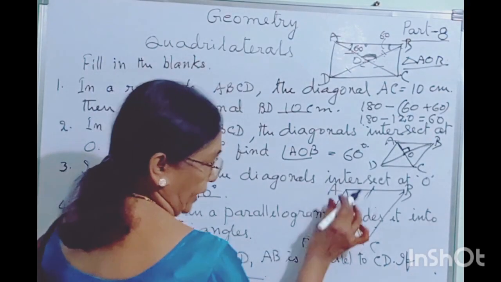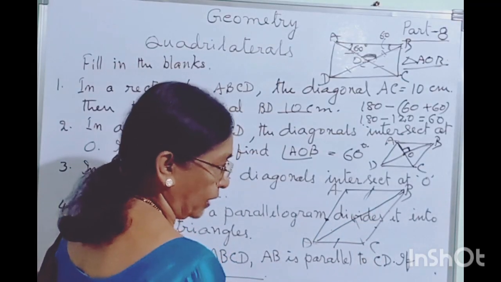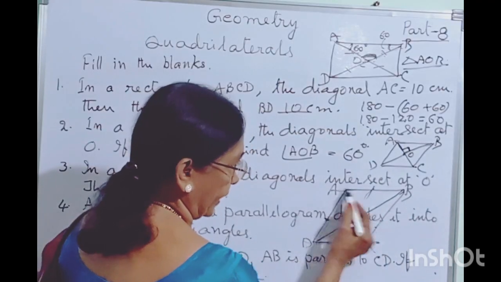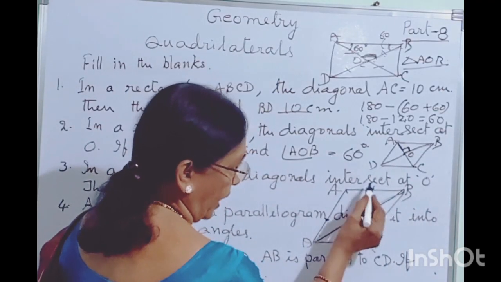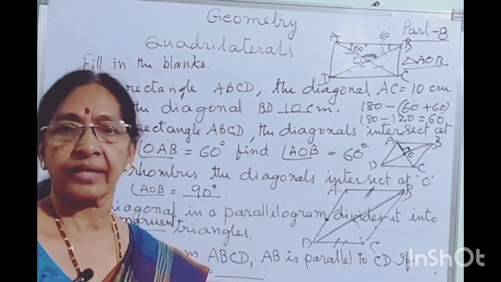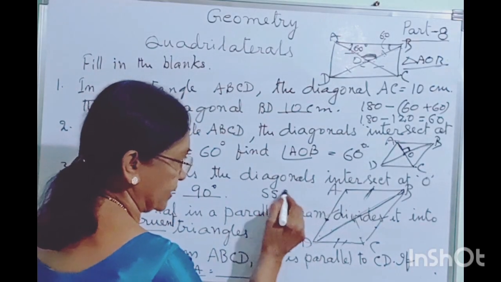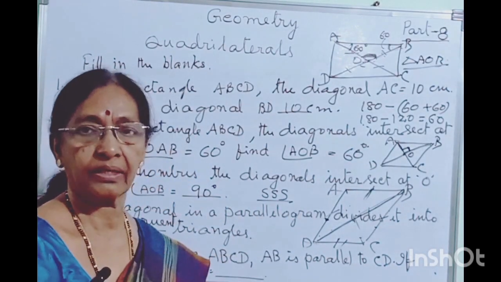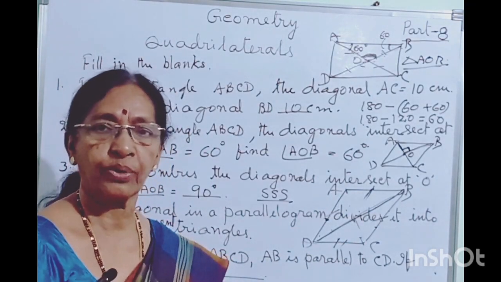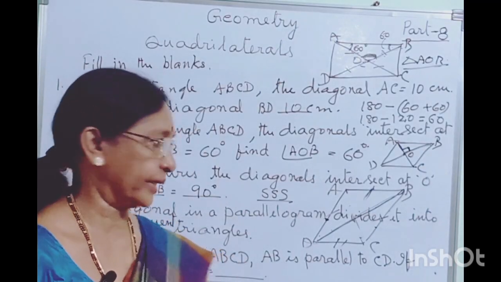Even if we take the other diagonal, that is BD, this divides the parallelogram into two congruent triangles, that is triangle BCD and triangle ABD, because this is common and this side is equal to this side and this side is equal to this side. So, three sides of each of the triangles are equal, that is according to SSS congruency. The two triangles are congruent. So, any diagonal of a parallelogram divides the parallelogram into two congruent triangles.